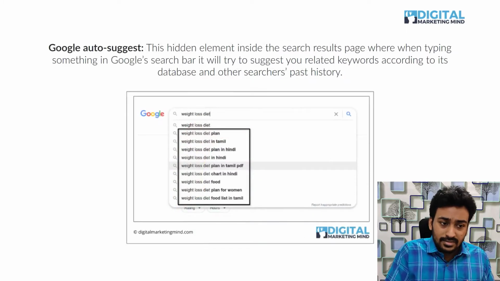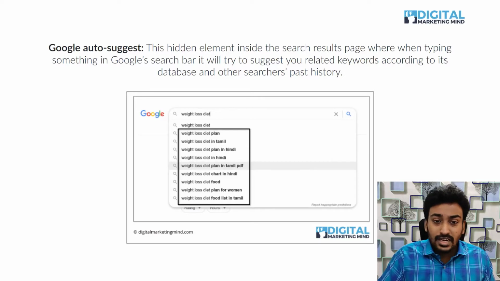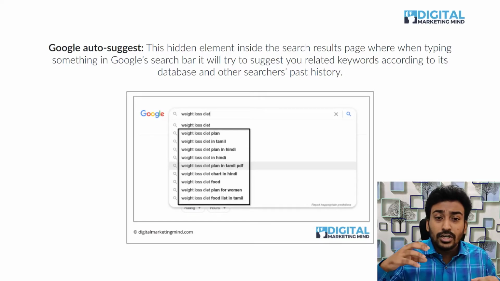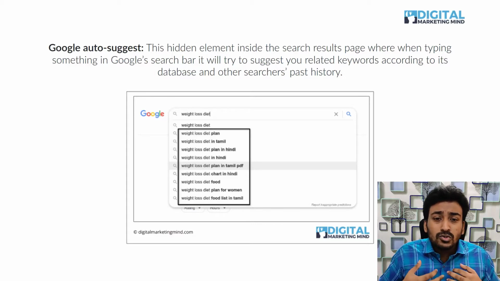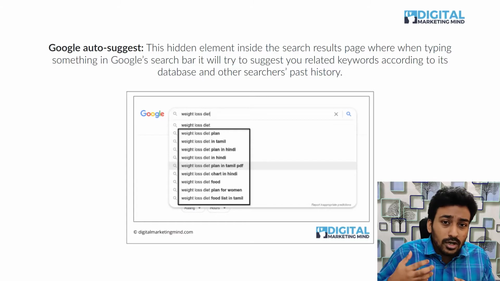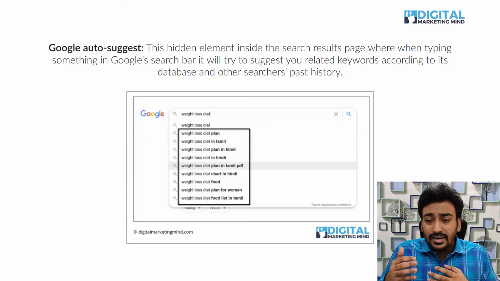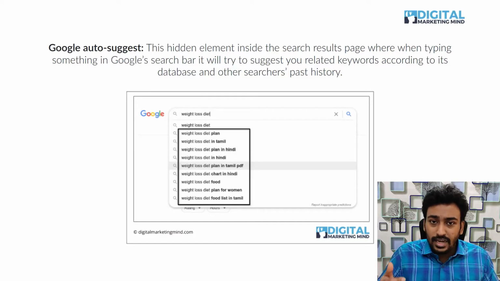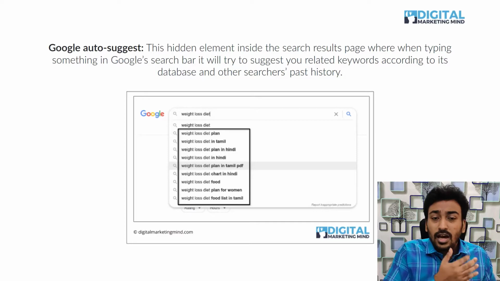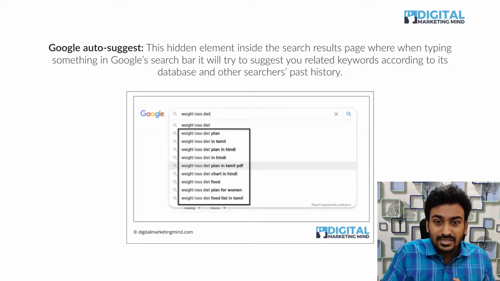First element is Google Auto Suggest. This is a hidden element inside the search results page where, when you type something on the search bar, Google will try to auto suggest or auto complete your search query according to the relevant keywords it has from its database or by analyzing the correlations using past user searches data.